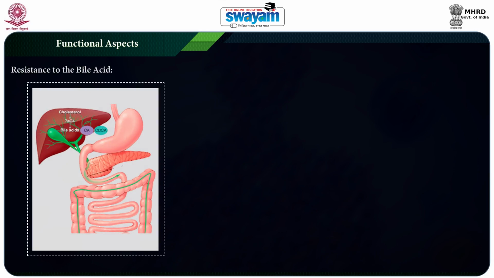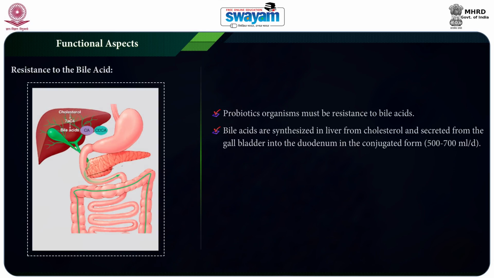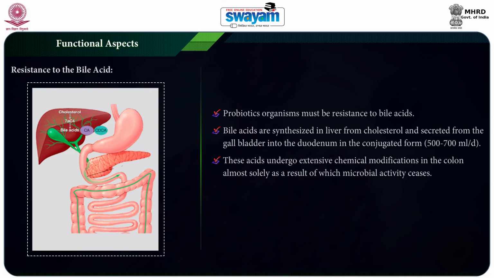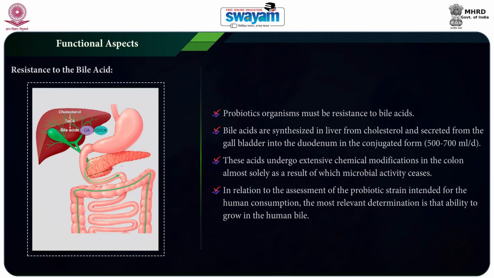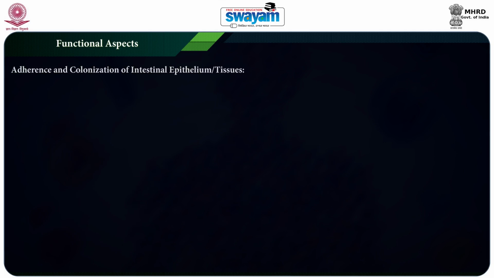Second aspect is resistance to bile acids. Probiotic organism must be resistant to bile acids. Bile acids are synthesized in liver from cholesterol and secreted from the gallbladder into the duodenum in the conjugated form. These acids undergo extensive chemical modifications in the colon. In relation to the assessment of the probiotic strain intended for human consumption, the most relevant determination is the ability to grow in the human bile.